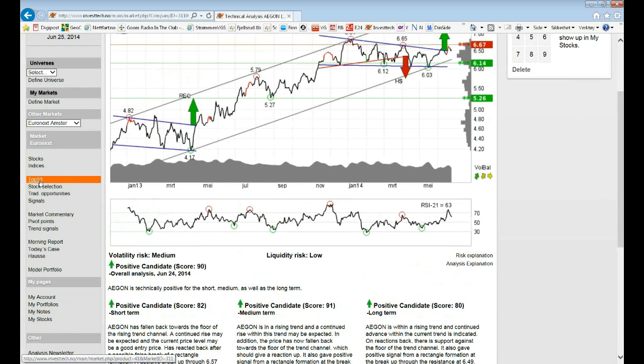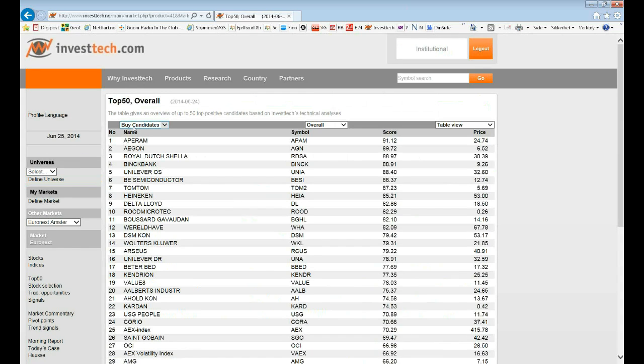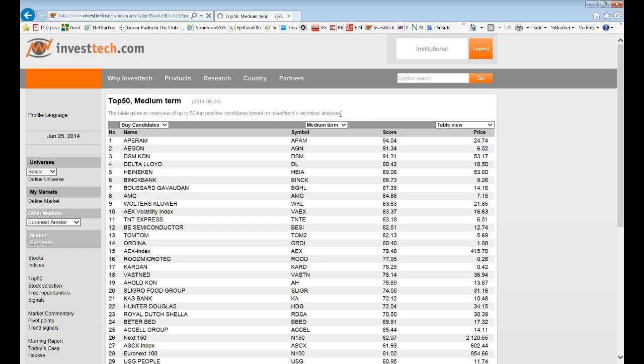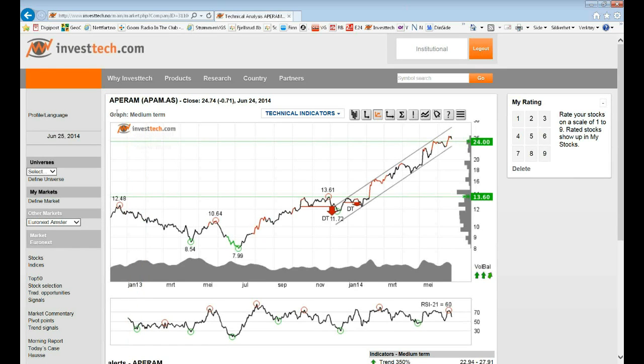Again, let's go back to the top 50. And we're still looking for buy candidates. And we can go for the medium term. And we can click on the first stock, which has a score of 94, which is Aperam. Again, we see the rising trend since the end of last year. And now it has approached a price of 24.74.